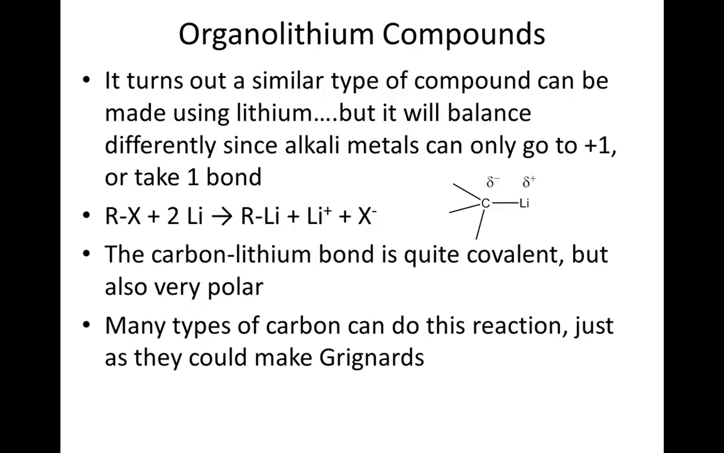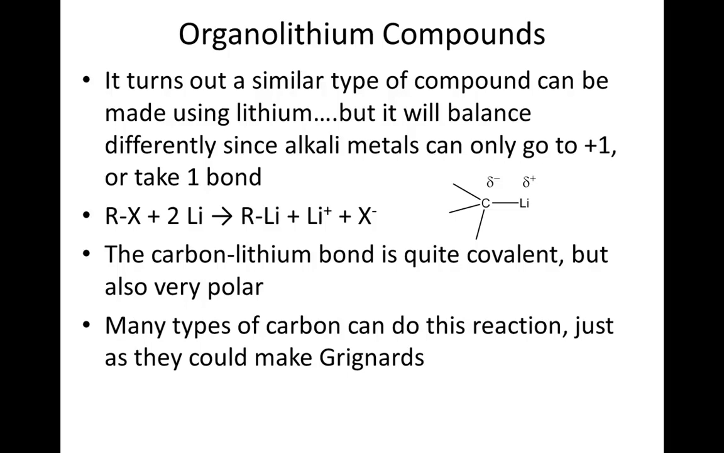Alright, so that's all we're going to do with Grignards for now, but we will be seeing them again before too many more chapters. A similar kind of thing can be done with lithium. But remember, magnesium's an alkaline earth metal, so it can either take the elemental state, which we represent with a little superscript 0, or it can be +2. And so it was able to make a bond to the carbon and to the halogen.